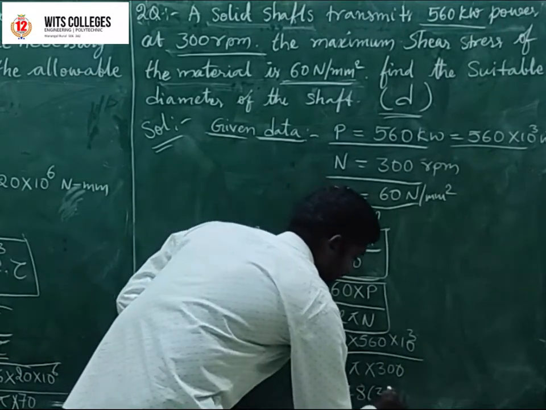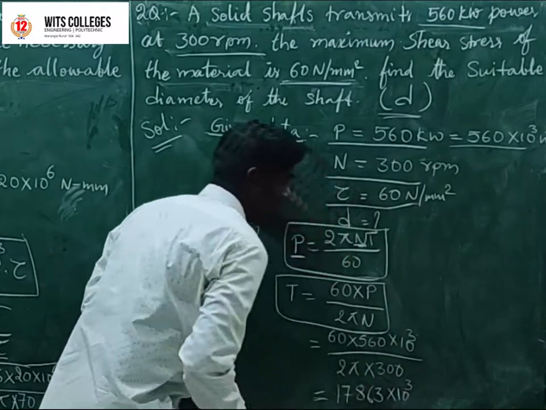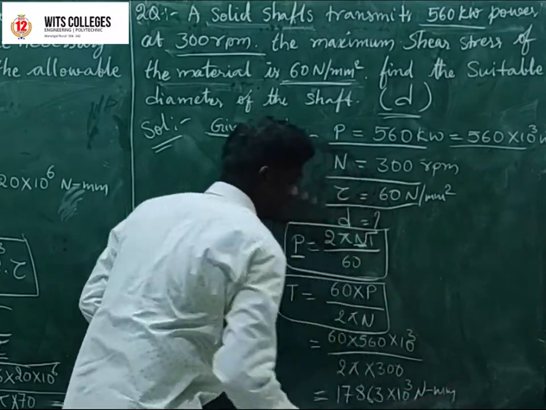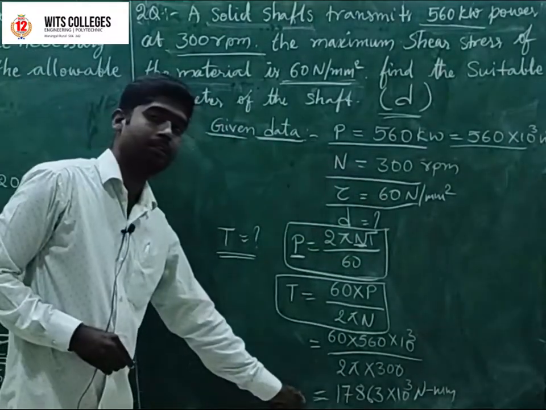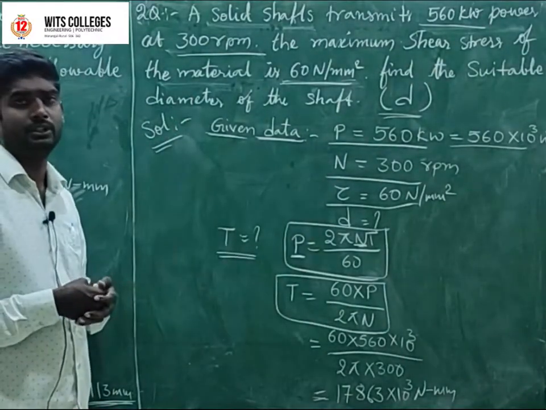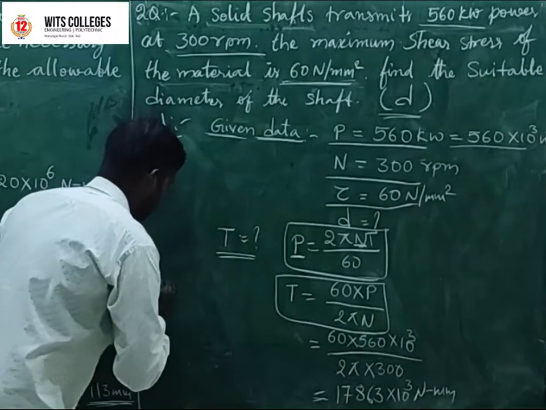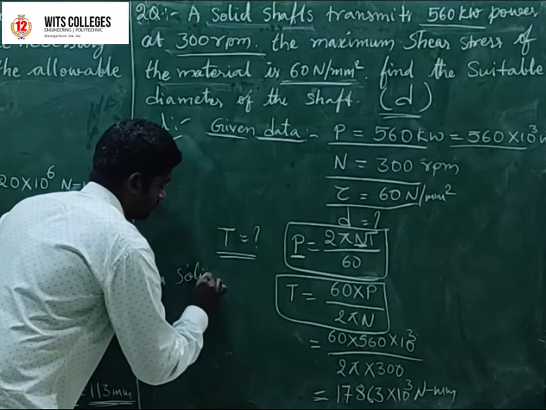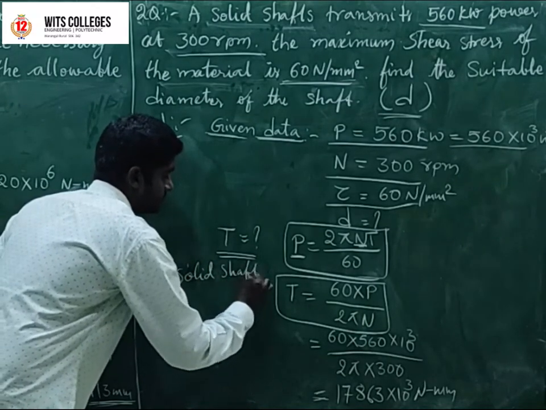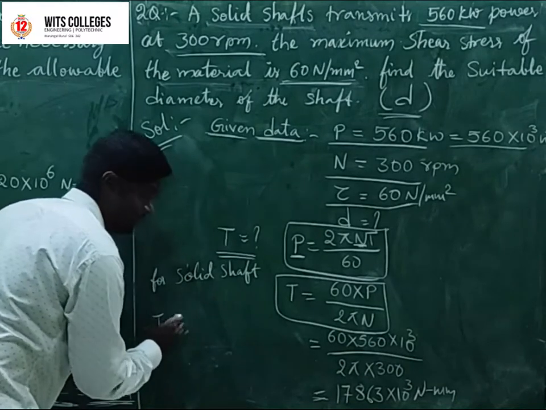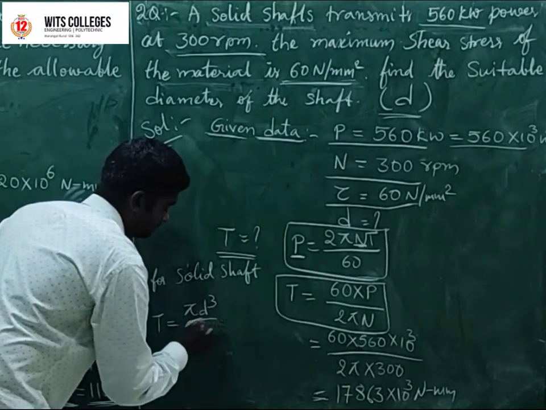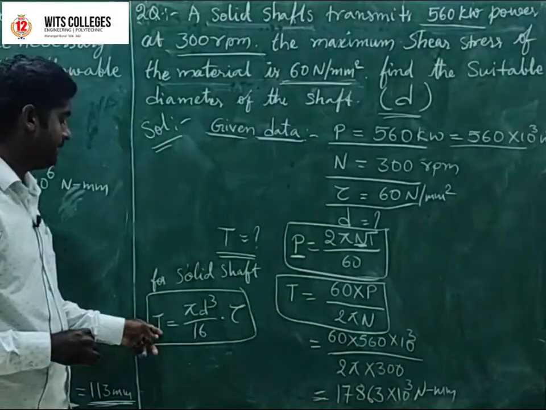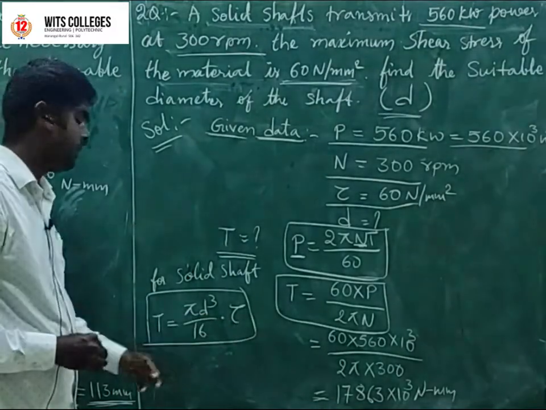Torque value is approximately 17863 into 10 cube Newton mm. This is approximately this value. Next, after that, find out the diameter using the solid shaft equation. The solid shaft torque equation, already we know, is T is equal to pi d cube by 16 into tau. Then substitute T value and tau value. Let's find out the diameter.